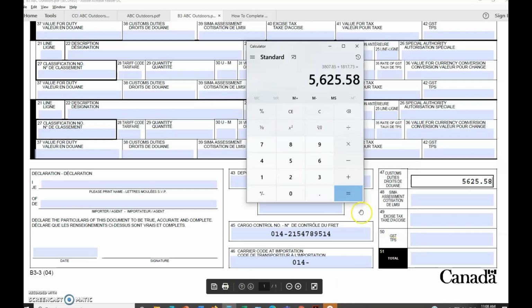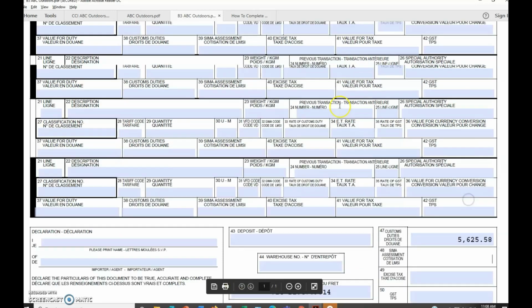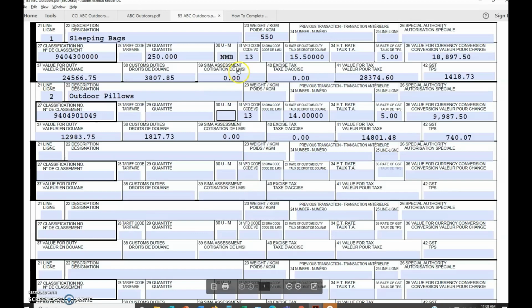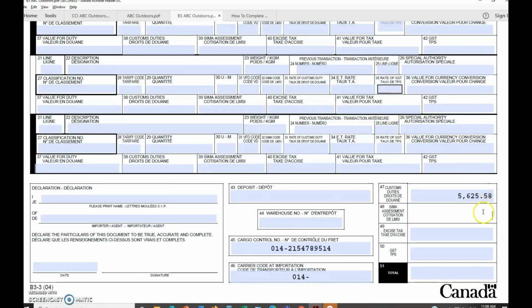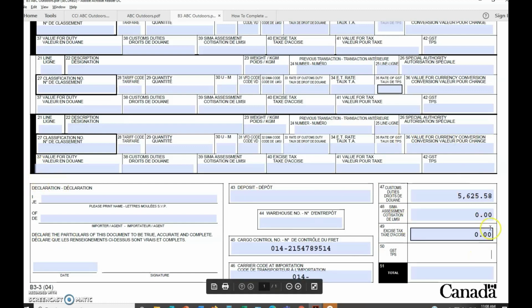Yeah. The SIMA assessment is all the field 39s filled up, but I told you they're always going to be 0, so the answer is the same. Oh, it's 0.00. You need to put in the 0.00. Do not leave those fields blank, because this is where we're declaring how much of these amounts are being paid. And if the amount being paid is 0, we have to tell customs it's 0.